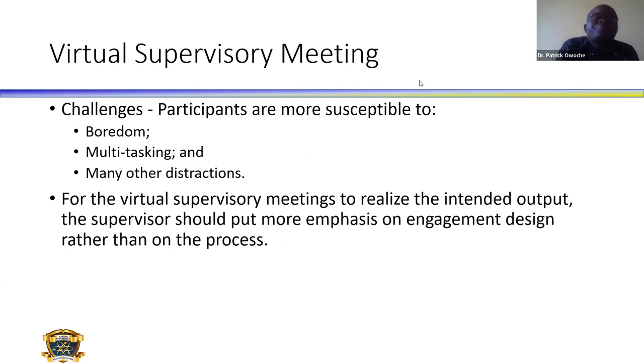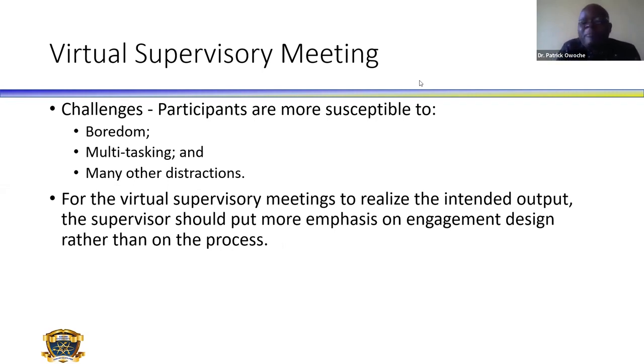So, virtual supervisory meetings have challenges. Some of the challenges are boredom. We've looked at the approaches of supervision. Maybe a supervisor is supervising several students. One may be paying attention, others are bored. Multitasking, either the supervisor or the student is doing something else besides participating in the meeting. And there are many other distractions.